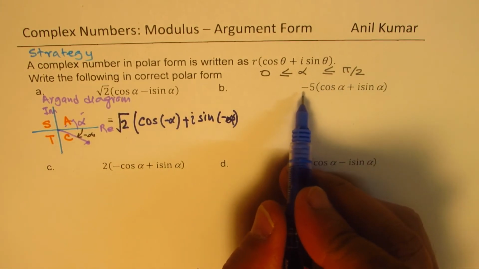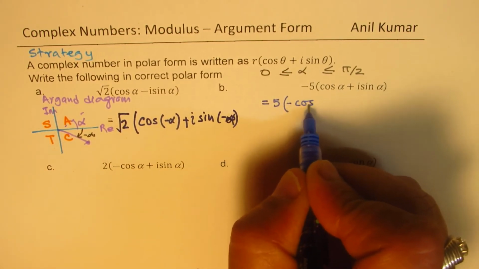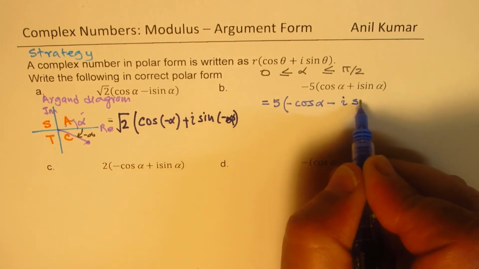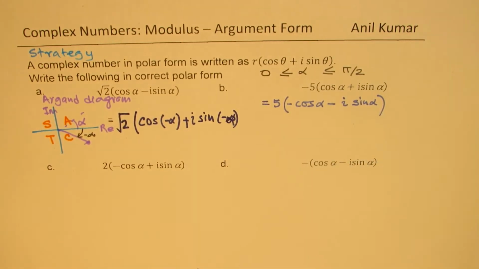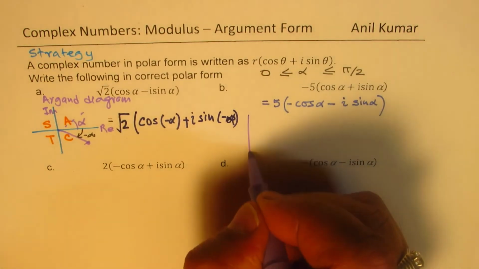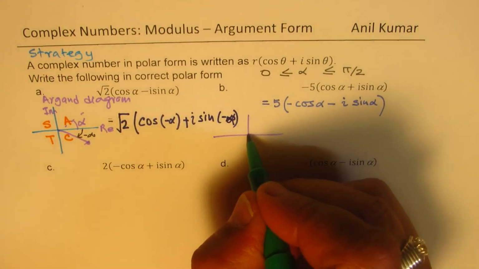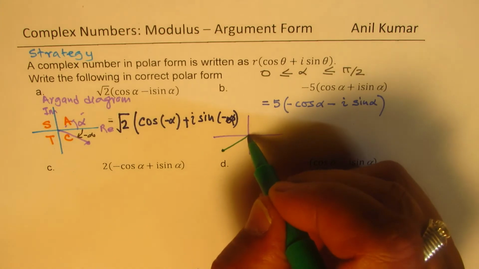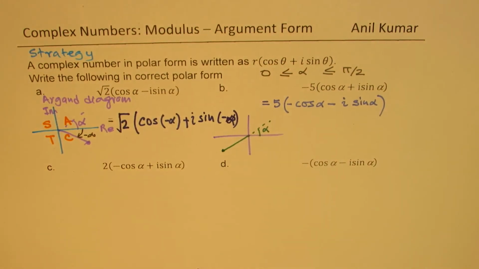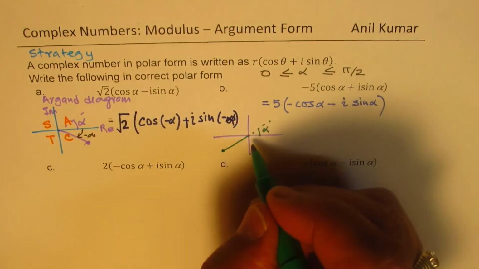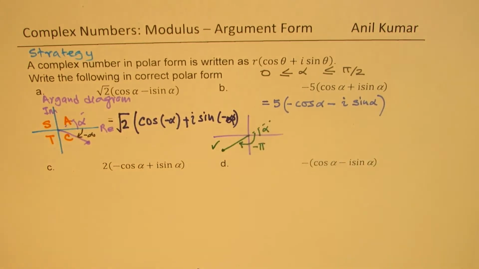The second one has a minus outside itself. So we can think about it like this: 5 times minus cos alpha minus i sin alpha. Is that clear to you? Now we need to write with all these positive. This says that you're looking for something where both are negative. That means you're looking for this position. Alpha is right there, this is your alpha. So how do you go to this position where both are negative? Only if you take away alpha, you get the answer. So if you do minus pi, then you get the correct form.